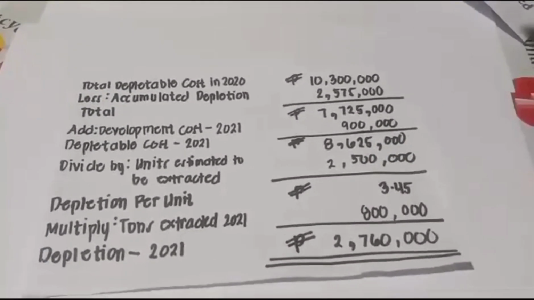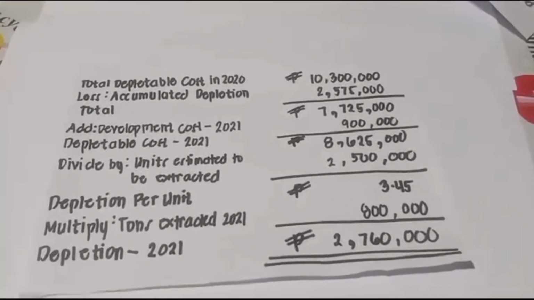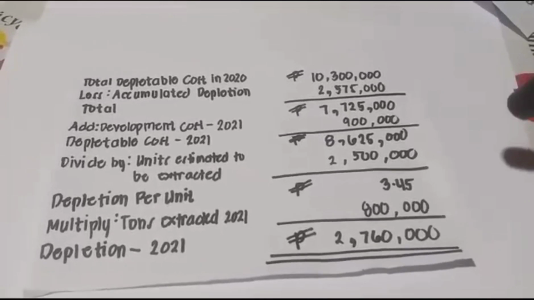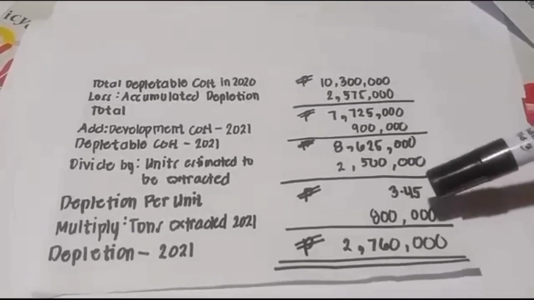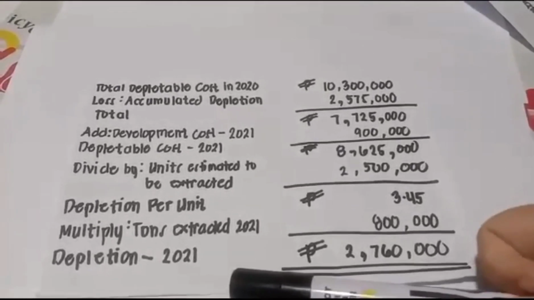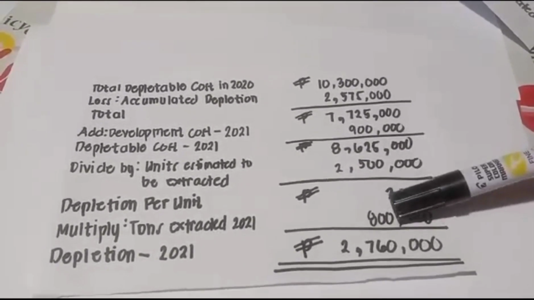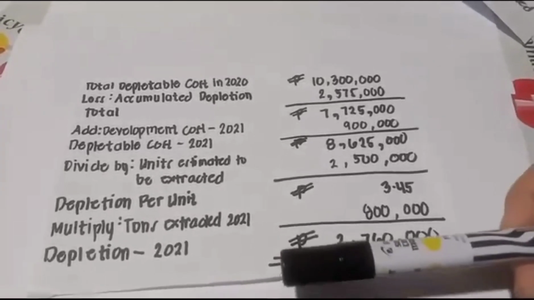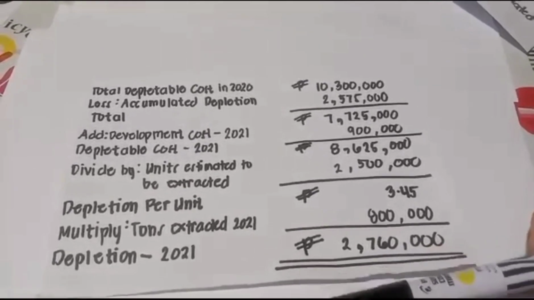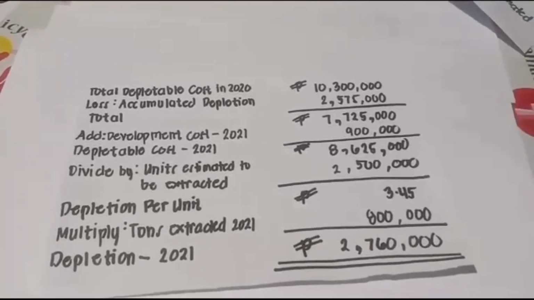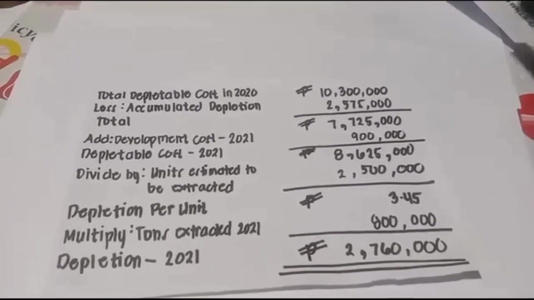3.45. So, para makuha nato ang depletion, i-multiply na nato siya sa tons extracted sa 2021 na 800,000. So, for the year 2021, inig i-multiply nato ang 3.45 multiplied by 800,000, nakuha nato ang depletion na 2,760,000. So, that is our depletion for the year 2021.